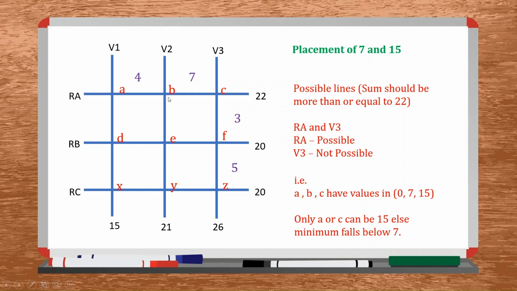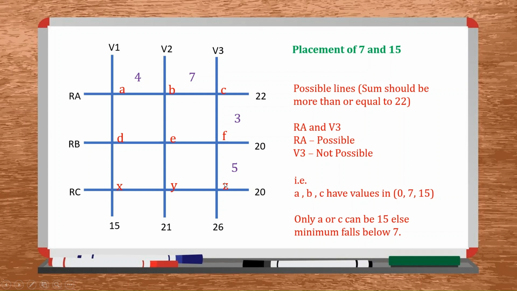Now, let's look at the placement of 15. If I place 15 at C, then that's a possibility, because if C is equal to 15, then Z plus F would be equal to 11. Either F would be 11 or Z would be 11, or the sum of F and Z would be equal to 11.